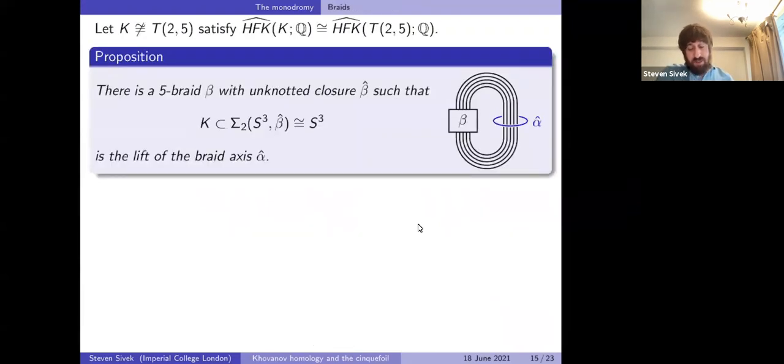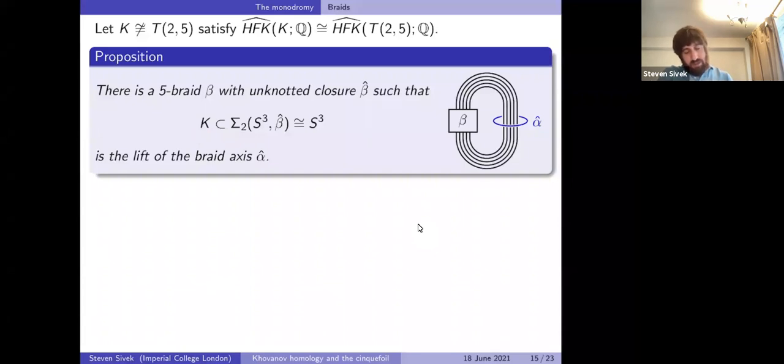Now here's a proposition that follows from this. We're trying to reduce the problem, I guess, back to something combinatorial, but something combinatorial that's a little more tractable than Khovanov homology. The proposition is that there's some 5 braid beta whose closure, so you just glue the top to the bottom like I've shown here, is actually an unknot, and such that our knot K that we're interested in that has the same Khovanov homology as the 2,5 torus knot.